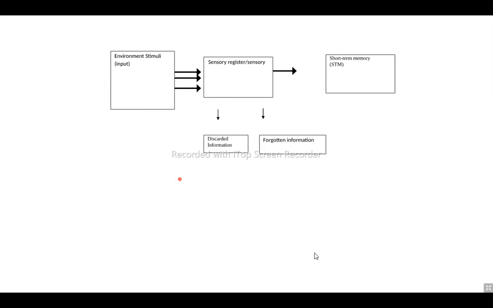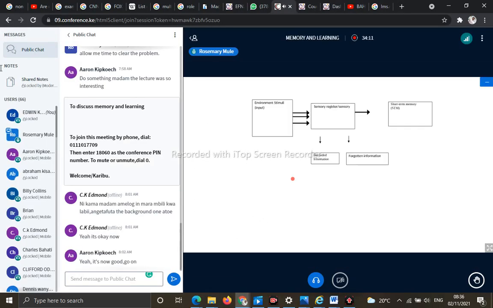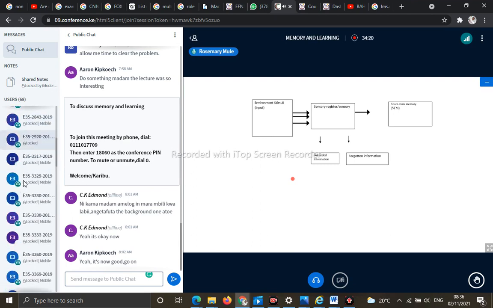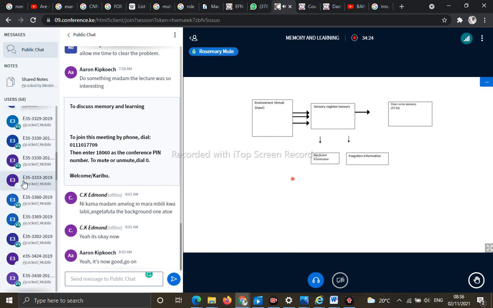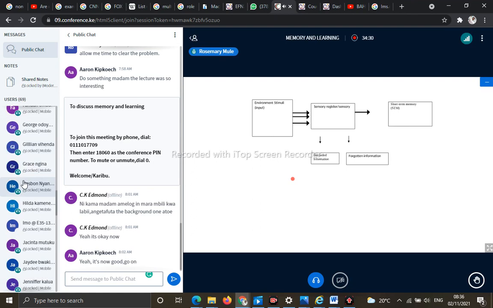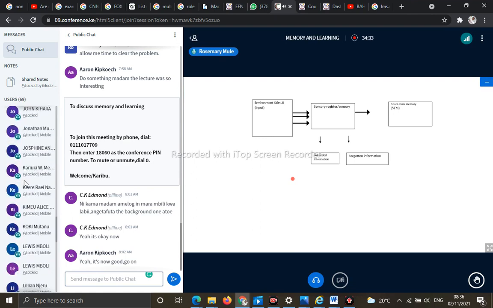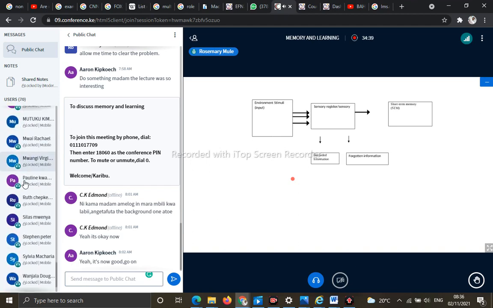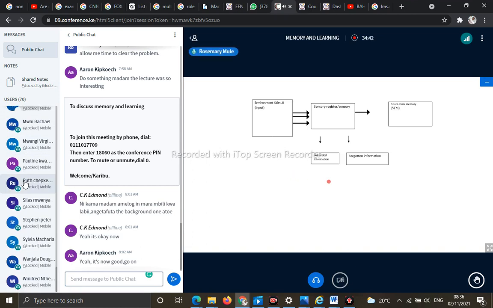We have seen that, for one, information in the sensory memory is temporary. And then in the short-term memory, information lasts longer than it lasts in the sensory memory. Number two, a lot of information can be discarded in the sensory memory, but in the short-term memory, forgetting takes place, and in the long-term memory, there is no forgetting. In the short-term memory, information is stored for a short time, but in the long-term memory, information is permanently stored.